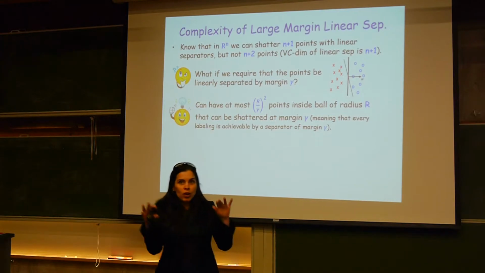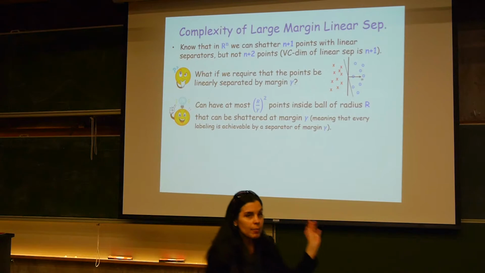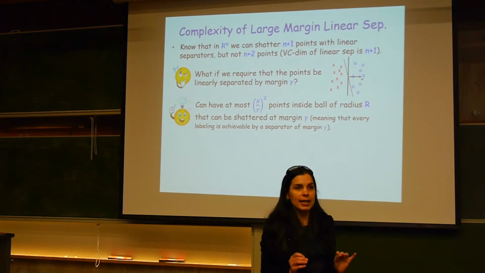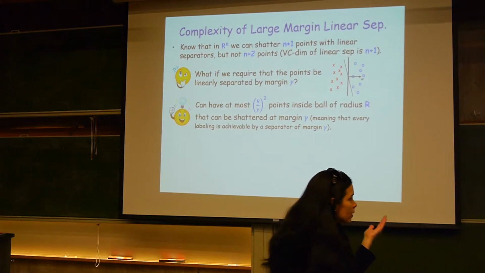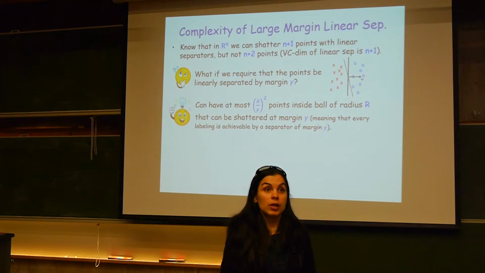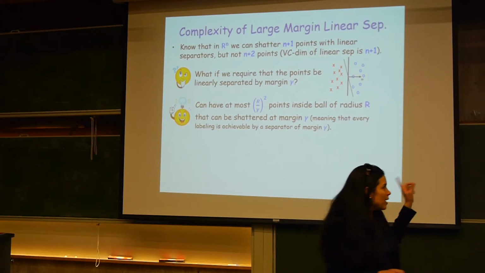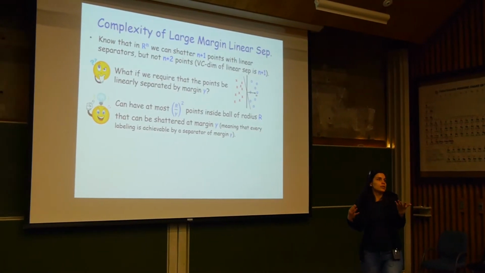Okay? So you'll go through this slowly in your homework, but I claim that the mistake bound for the Perceptron algorithm immediately implies that we can have at most r squared over gamma squared points inside the ball of radius r that can be labeled in all possible ways by separators of margin at least gamma. Now this is not quite technically correct, but rephrasing what this statement says is that basically the VC dimension of the class of linear separators with a large margin, at least gamma, is at most r squared over gamma squared. So it could be potentially much, much smaller if gamma is a constant.